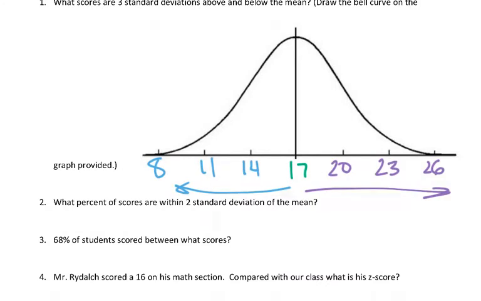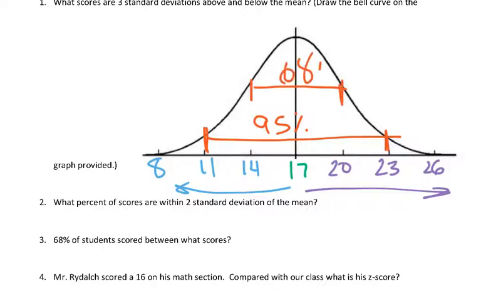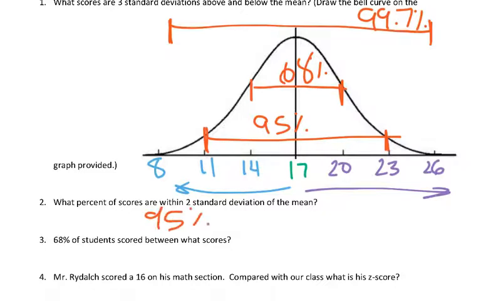Number 2, what percent of scores are within 2 standard deviations of the mean? Remember, 2 standard deviations to 2 standard deviations, that's 95% of our population, of our scores. If we were to go 1 standard deviation to 1, that's 68%, and 3 standard deviations to 3 is 99.7%. So number 2 would be 95%.